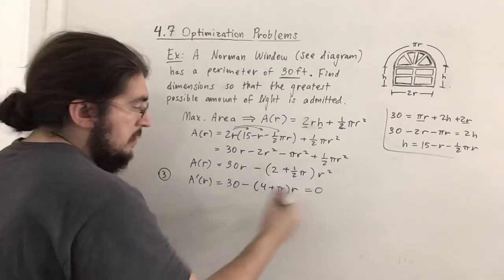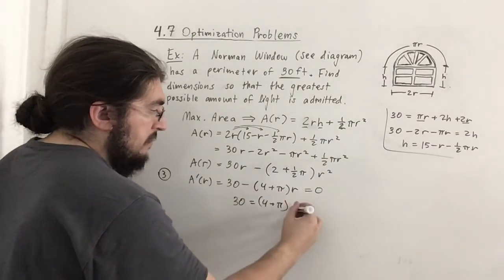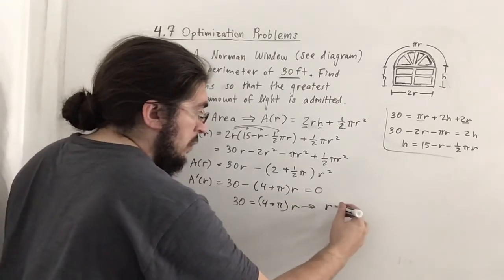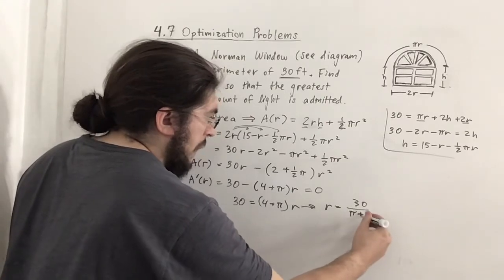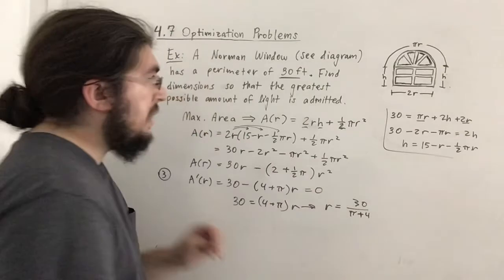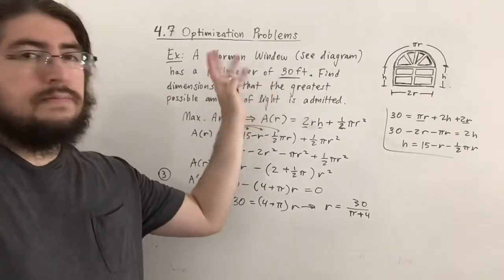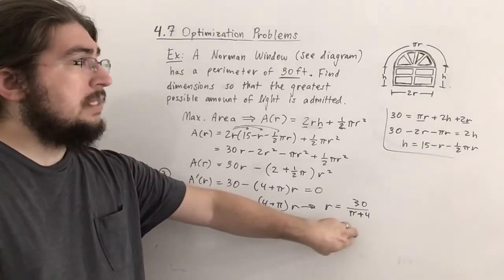All right, so if we add this to the other side, we get 30 is equal to 4 plus pi times r. And then dividing just gives us r is equal to 30 over pi plus 4. Or 4 plus pi, but I wrote it the other way around, which is fine. And this is going to have to be measured in feet because the only unit was feet. When we want to find the dimensions, this is just the radius.